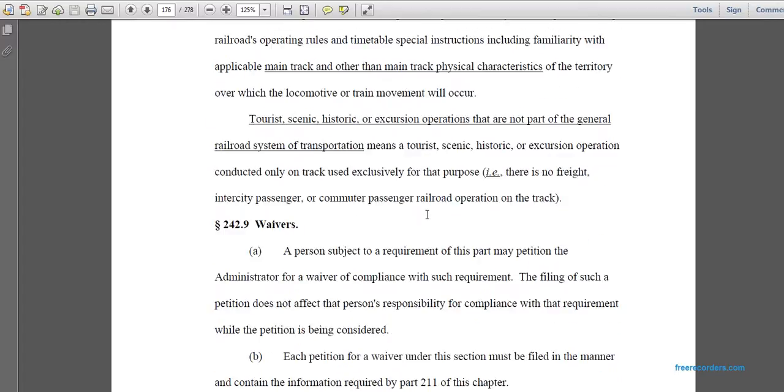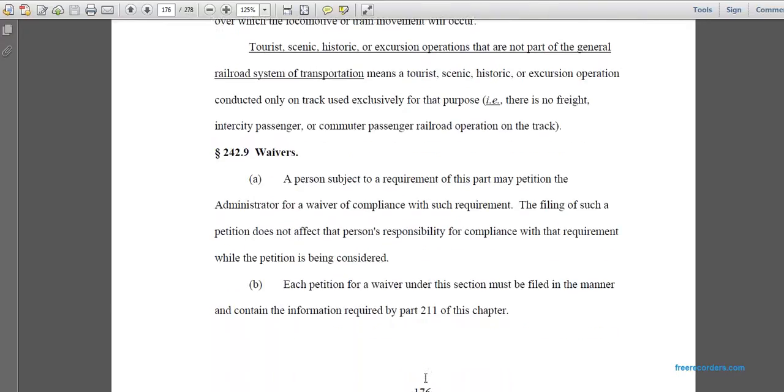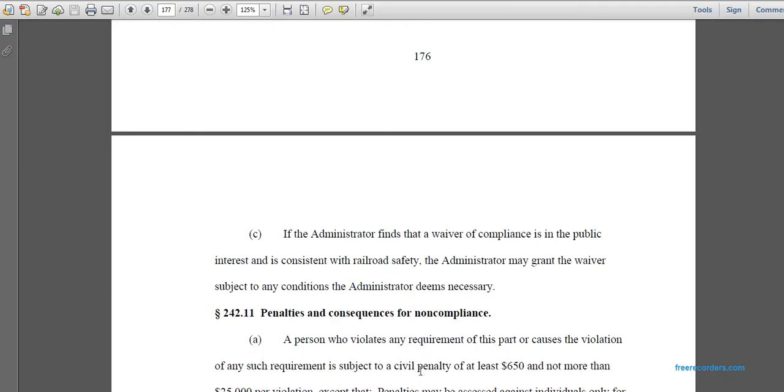242.9 Waivers. A person who is subject to a requirement of any part of this chapter may petition the Administrator for a waiver of compliance with such requirement. The filing of such a petition does not affect the person's responsibility for compliance with the requirement while the petition is being considered. Each petition for waiver under this section must be filed in the manner and contain the information required by Part 211 of this chapter. If the Administrator finds that a waiver of compliance is in the public interest and consistent with railroad safety, the Administrator may grant the waiver subject to any conditions the Administrator deems necessary.